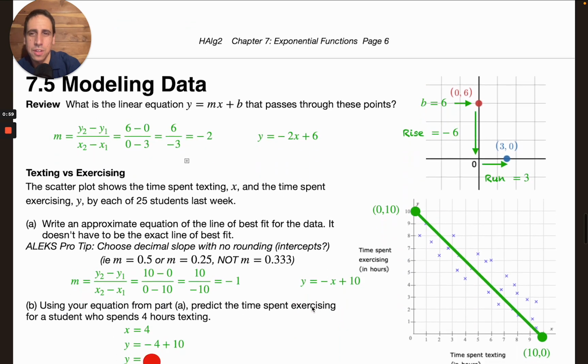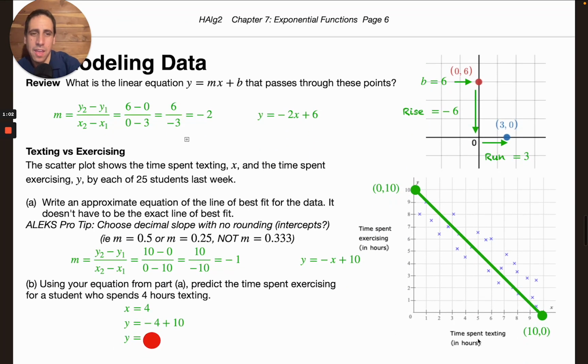Texting versus exercising. The scatter plot shows time spent texting, x, and the time spent exercising, y, by each of the 25 students last week. Write an approximate equation of the line of best fit for the data. It doesn't have to be the exact line of best fit. Well, we know that if we had this data on Desmos, we'd say, all right, Desmos, we got all this data, and I want you to find the constants m and b that would make the line as close as possible to all the data. Go, Desmos, do it. But we're going to do that by hand here. We're going to kind of artistically line it up, give it an eyeball.